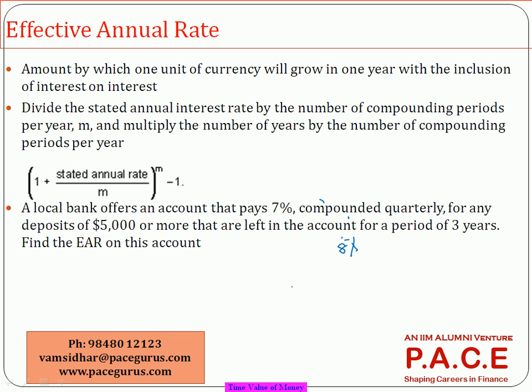So how do I look at that effective annual rate? You do this kind of a process, which is nothing but 1 plus the stated annual rate, which is 10%.